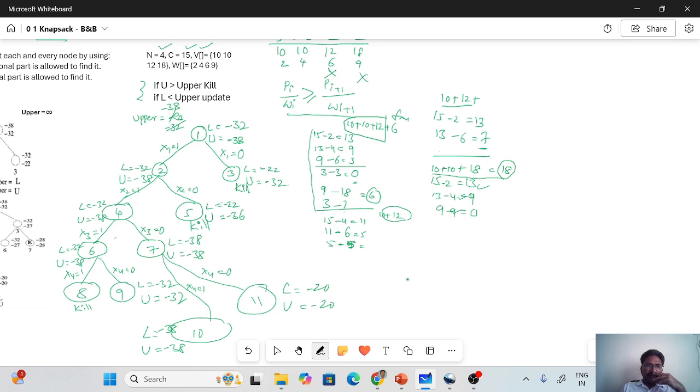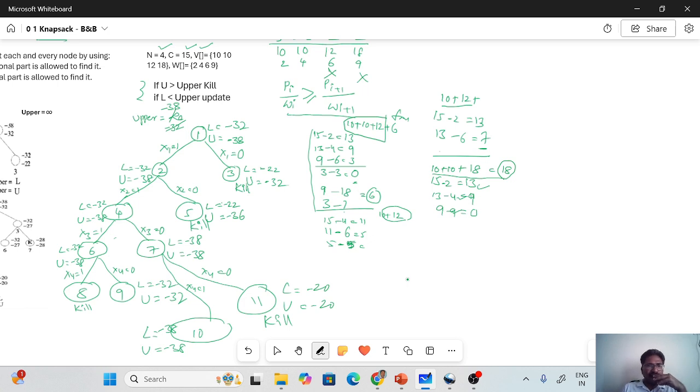So 10th node: U, minus 38, is greater than minus 38? No. Minus 38 is less than minus 38? No. Come to this one. Minus 20 is greater than minus 38? Yes, you kill it. And 9 also you want to check.